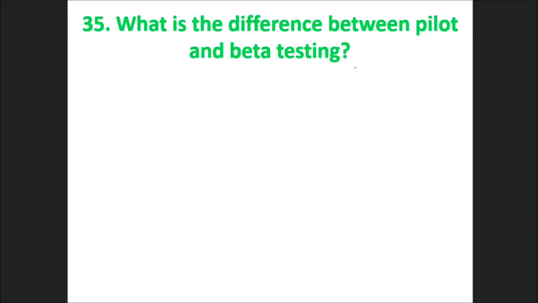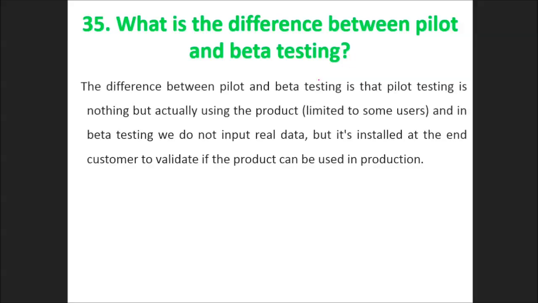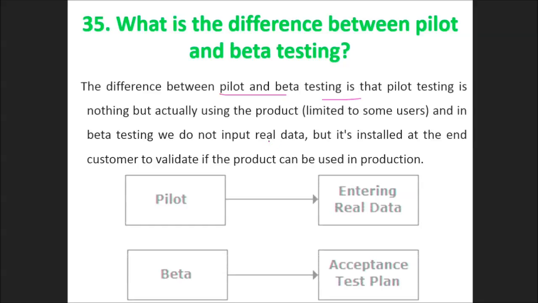So what is the difference between pilot and beta testing? The difference between pilot and beta testing is that pilot testing is nothing but actually using the product, which is limited to some users, and in beta testing we do not input real data, but it's installed at the end customer to validate if the product can be used in production. Pilot means really entering the real data, and beta means acceptance plan test. Okay, it is working in this environment.